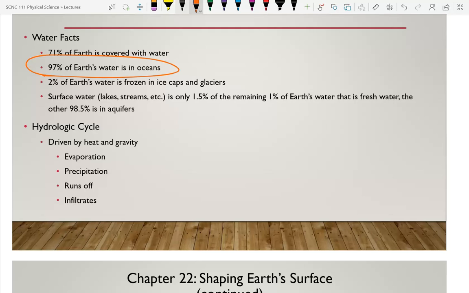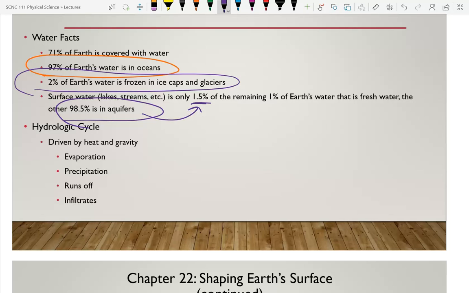Of the remaining water, almost all of it, 2% of the total of Earth's water, is frozen. Now you can see rounding. 1.5% remains. It would be 1% if there wasn't rounding, right? 1.5% of the Earth's water is then liquid and not in oceans. And of that, 98.5% of the 1.5% is underground in aquifers.